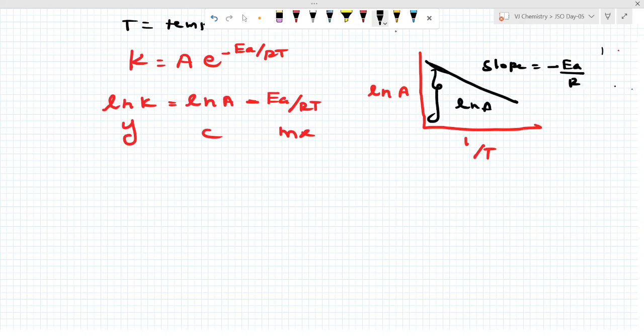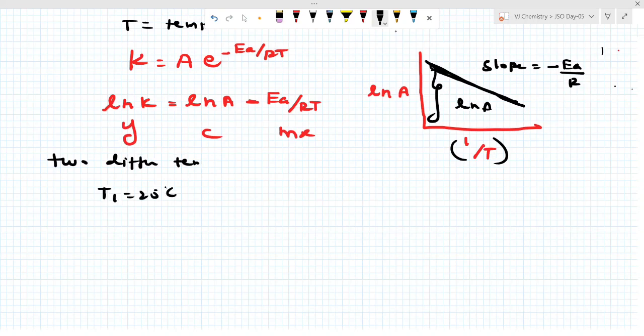This is a linear graph. ln A versus 1 by T is a linear graph. Now, let's look at the log form. Please note, there are two different temperatures and two different rates. For example, the temperature is 25 and the rate is x. The same reaction at temperature T2, say 50 degrees, the rate is y. We can find out the activation energy.